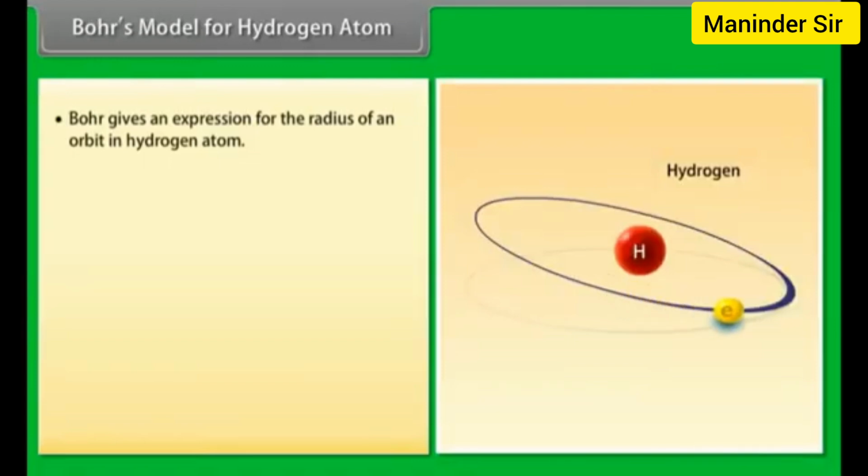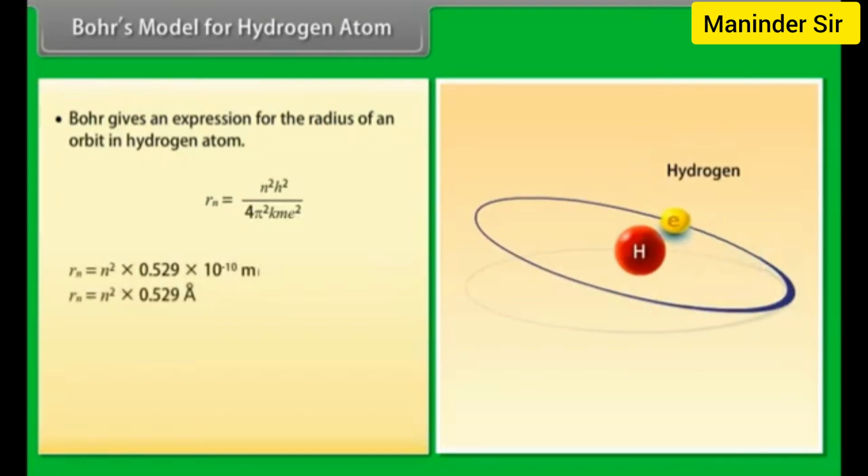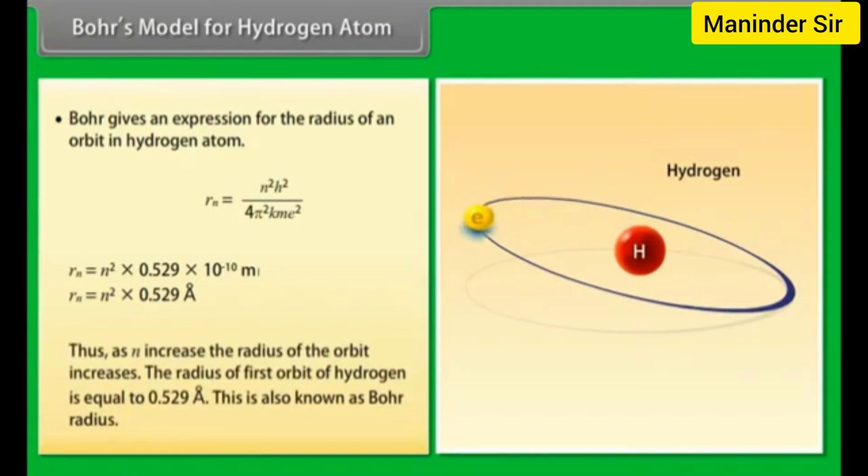Bohr gives an expression for the radius of an orbit in hydrogen atom. Rn is equal to n² h² divided by 4π² k m e². Rn is equal to n² × 0.529 × 10 raised to minus 10 meter. Rn is equal to n² × 0.529 angstrom. Thus, as n increases, the radius of the orbit increases. The radius of first orbit of hydrogen is equal to 0.529 angstrom. This is also known as Bohr's radius.